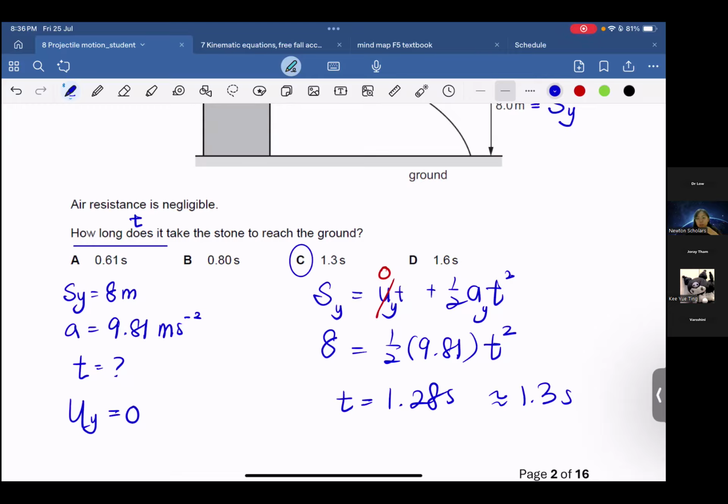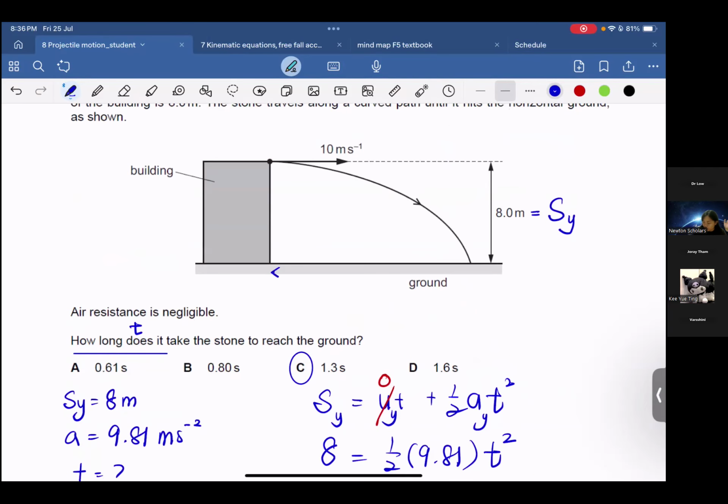So we have to consider, if they give us the horizontal distance, we can also calculate using the horizontal component, s equals ut. But the problem is, in this question, we don't have this information. We don't have this x. So we are forced to use the vertical information to find what we want. Okay, boys and girls, we go to your page number 3.